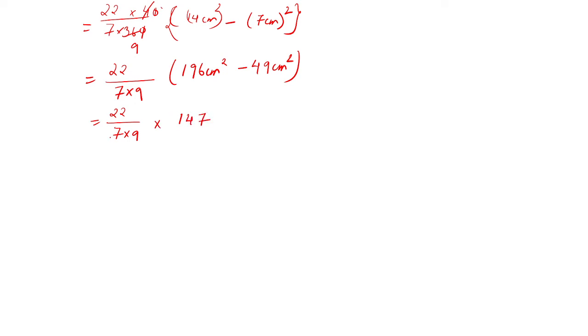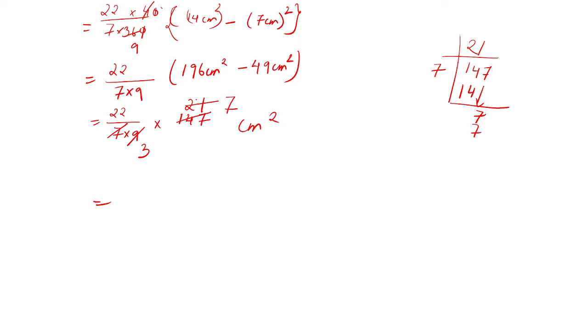Now you do the calculation slowly. 7 2s are 14, 7 1s are 7. You can just do this in case you're confused. 7 2s are 14, what is left again? 7. 7 times 1 is 7. So that's how you get it. Now this is going to be 3 times 3 is 9, 3 times 7 is 21. So this is going to be centimeter square. Don't forget that. When you subtract 196 minus 49, you get 147, but centimeter square remains, so you have to write centimeter square again. So 22 into 7 is going to be 154 centimeters square by 3.